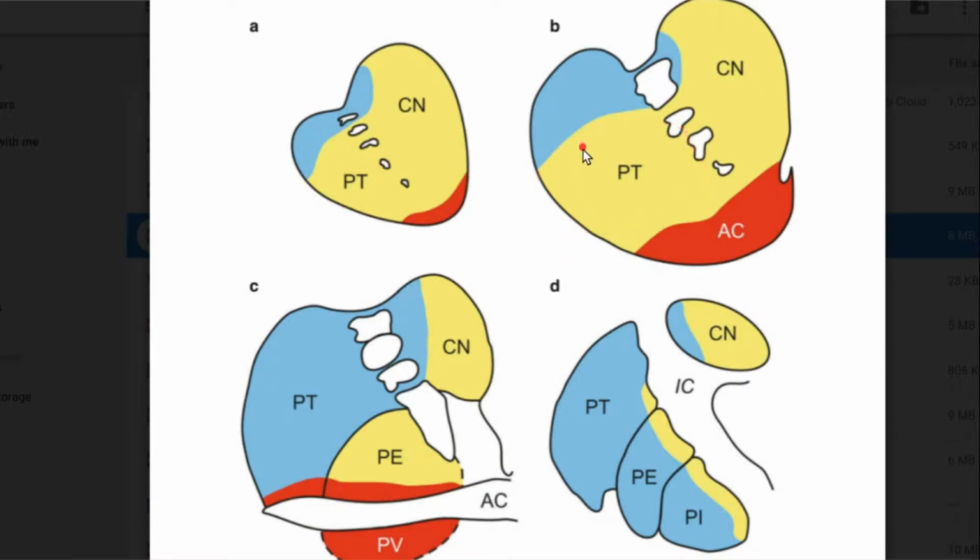The putamen, the PT, is also composed of medium spiny neurons, and it's the next brain region to begin showing atrophy. The putamen is involved in motor command inhibition, just as the caudate nucleus is, but it also has important roles in implicit learning. The last major structure in the striatum is the accumbens nucleus, and it's mostly involved in limbic and emotional control. It's thought that the degeneration of the accumbens nucleus leads to the more depressive symptoms that accompany HD.